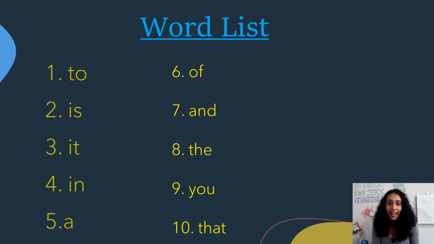Number seven, and, A-N-D, and. Number eight, the, T-H-E, the. Number nine, you, Y-O-U, you. Number 10, that, T-H-A-T, that. So make sure, boys and girls, that you are reading and spelling these words out loud so you can memorize your sight words.